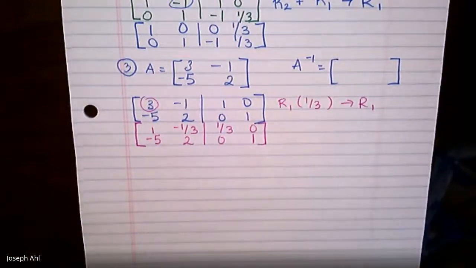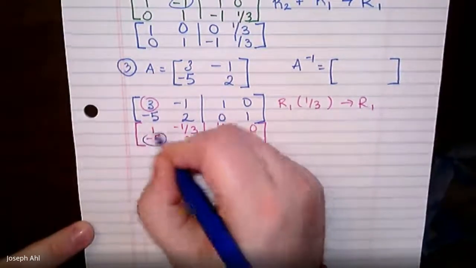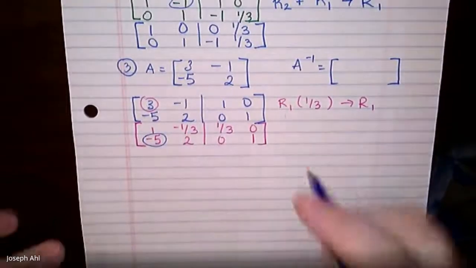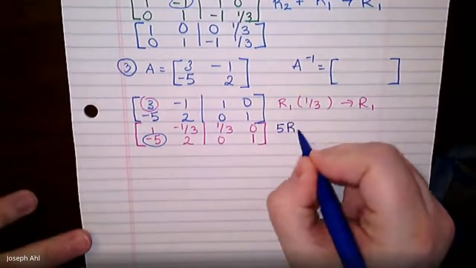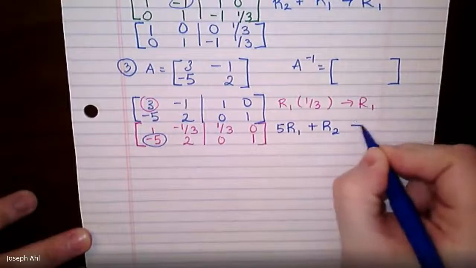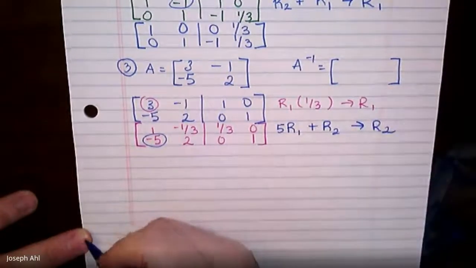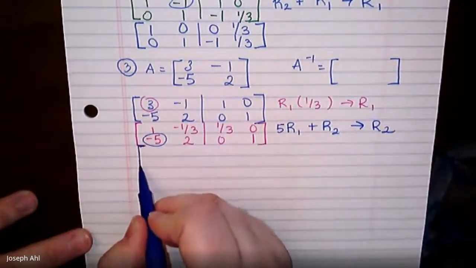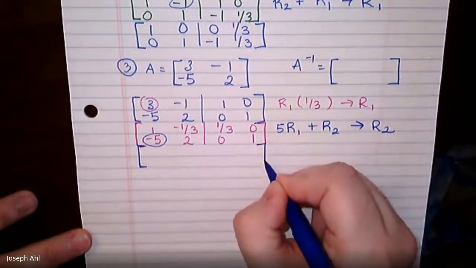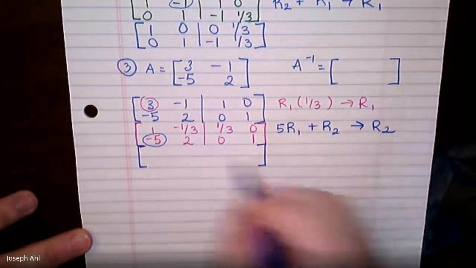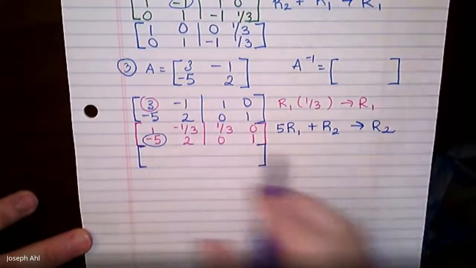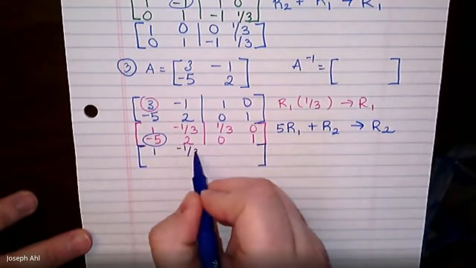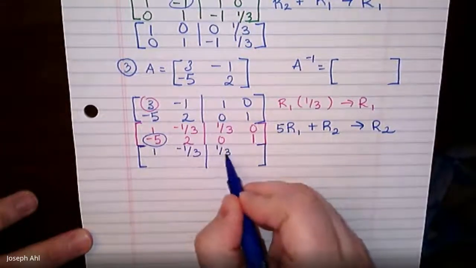Next step, turn that -5 into a 0. So I'm going to do 5 times the top row plus row 2. That's the new row 2. Okay, this one might be a little bit more fraction heavy as compared to the other 2 examples. Not a big deal. Row 1's not going to change here. You want to copy that over again.